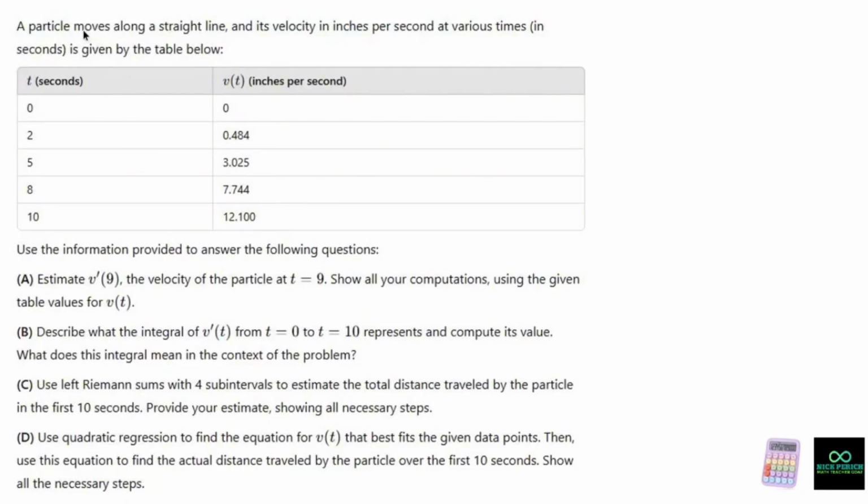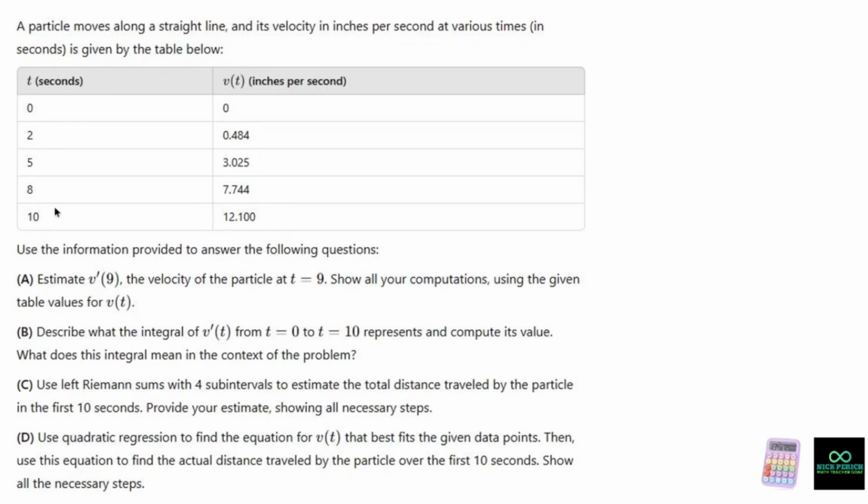All right, boys and girls, let's take a look at our first free response question. It's a calculator problem. We're given a table of values and a good old particle problem. A particle moves along a straight line and its velocity in inches per second at various times in seconds is given by this table below.